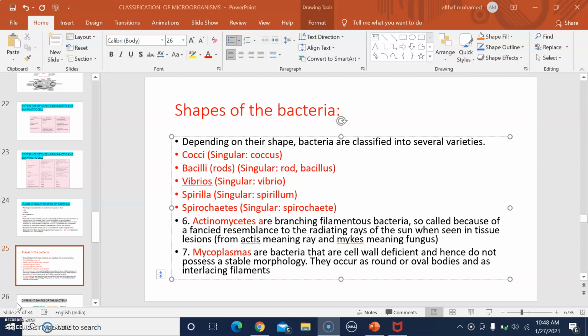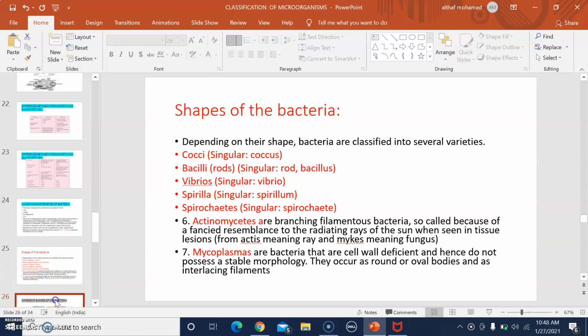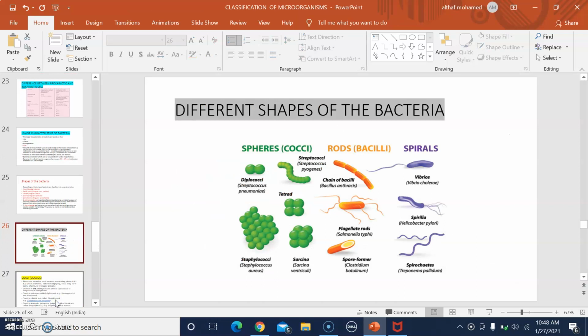Mycoplasmas occur either in round forms or oval bodies and as interlacing filaments. So these are the different shapes of the bacteria.